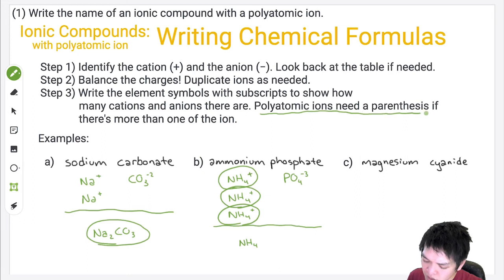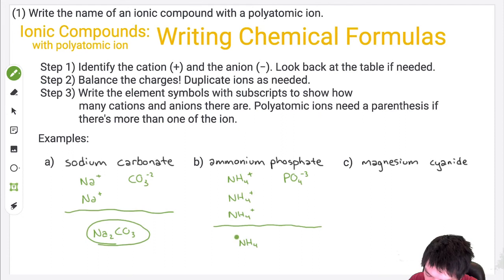Polyatomic ions need a parentheses if there's more than 1 of the ion. Alright, we've got 3 of these ammonium ions, so we need a parentheses. So I'm going to throw in a parentheses right here, right around the ammonium. And now I can indicate how many there are. We said there are 3, so right here, right after the parentheses, I'm going to put that 3 right there. Okay, there's 3 of these ammonium ions.